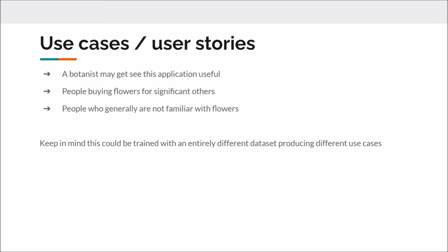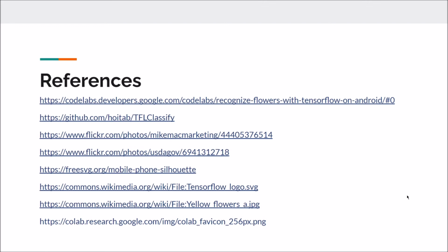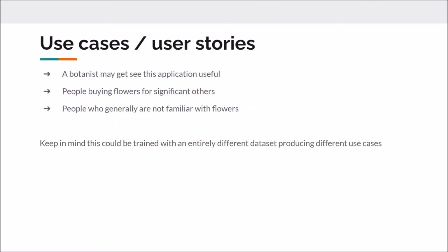So you could train it with pictures of trees, and maybe someone who's interested in identifying trees could use the app to do that. You just have to get creative, and you could change up the whole project for your own use case. Yeah, so that's the end of it.